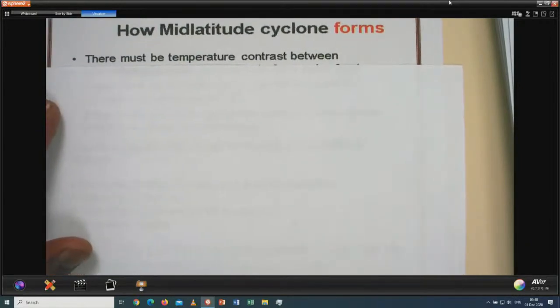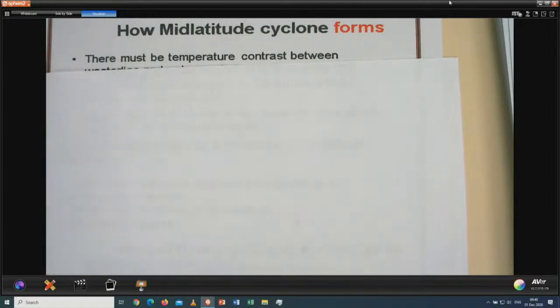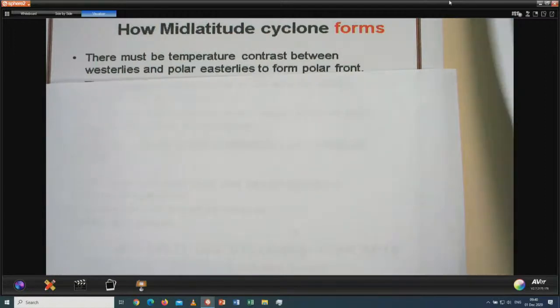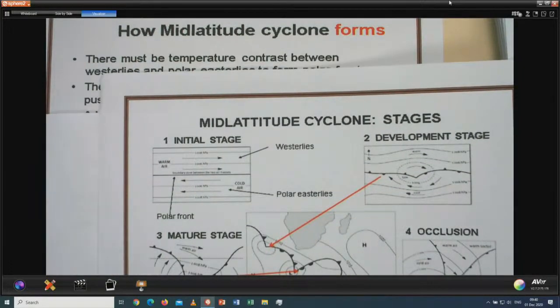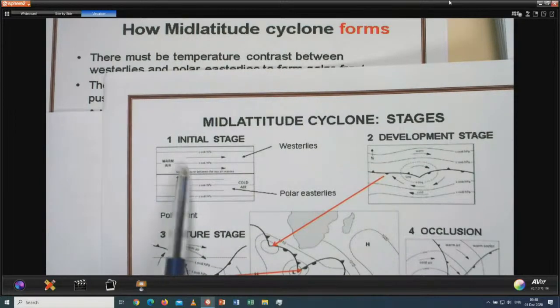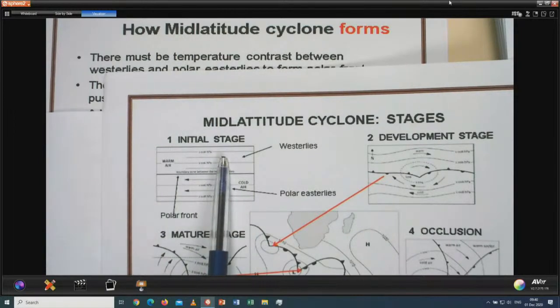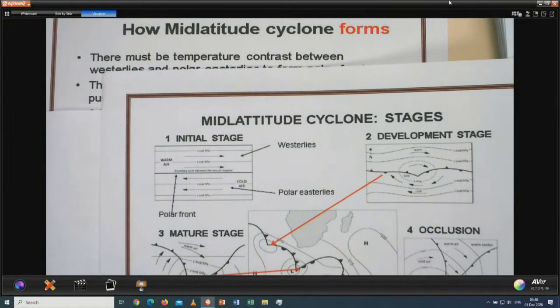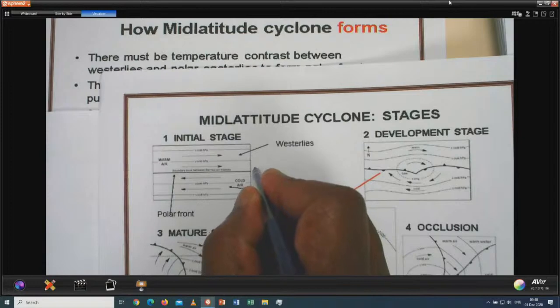Okay, let me do this. All right, there must be temperature contrast between the westerlies and the polar easterlies. Remember, when we look at the first stage of the development, this is the first stage that I'm talking about. You have two air masses moving in opposite direction from one another. The other one is from the northerly direction, and this one from the southerly direction, the polar easterlies and the westerlies. They are separated by what we call the polar front.